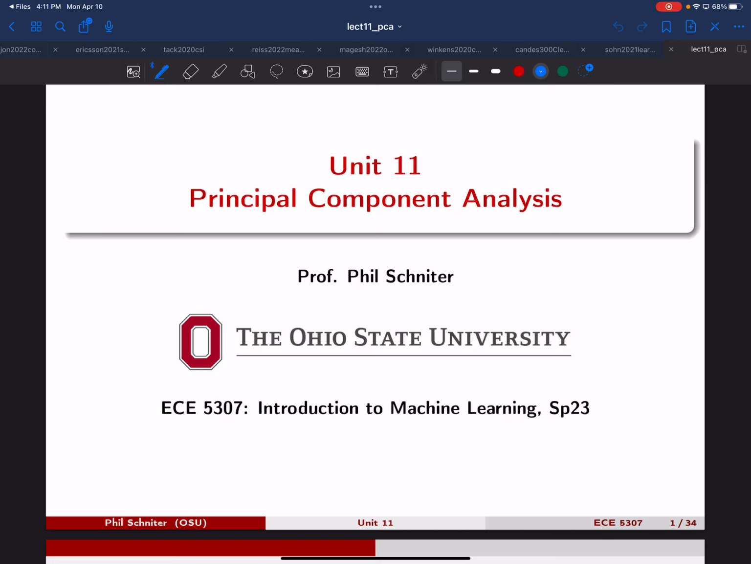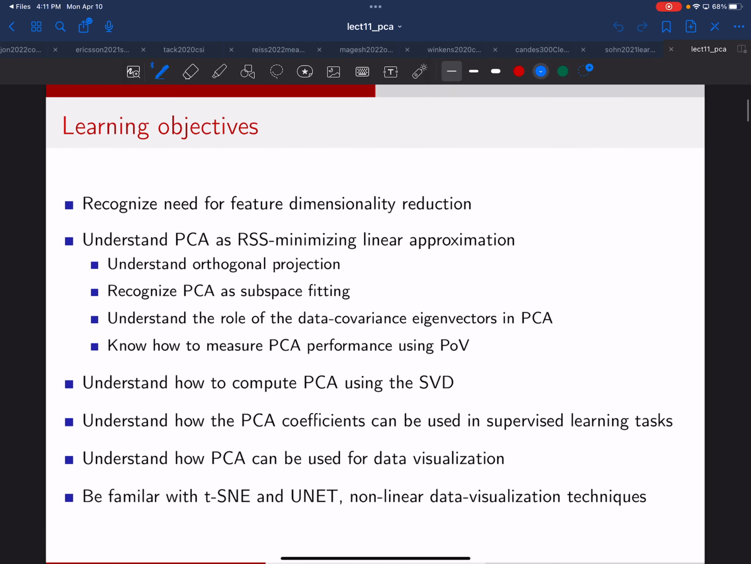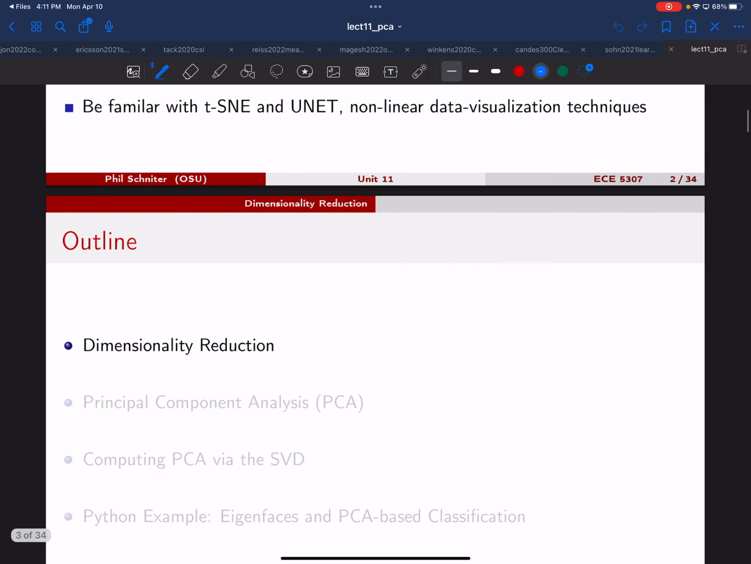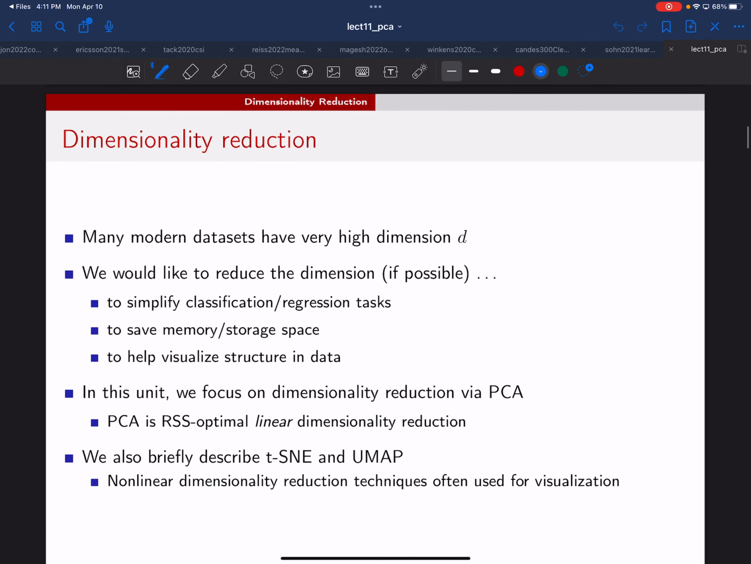Okay, good afternoon, everyone. So we're going to start a new unit today on principal components analysis. This will be the first unit on unsupervised learning. So basically, the motivation is what we call dimensionality reduction.